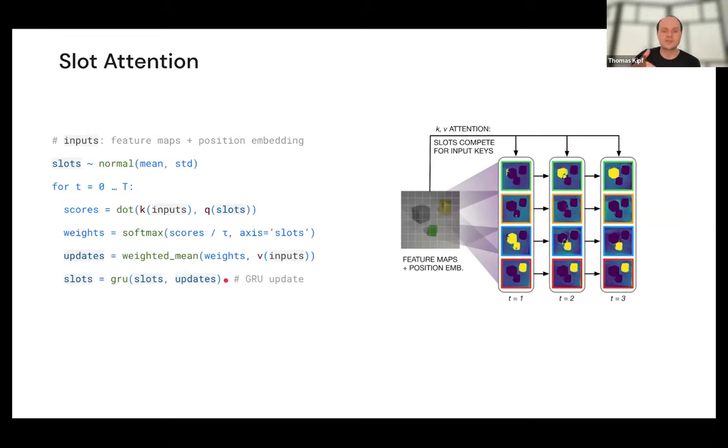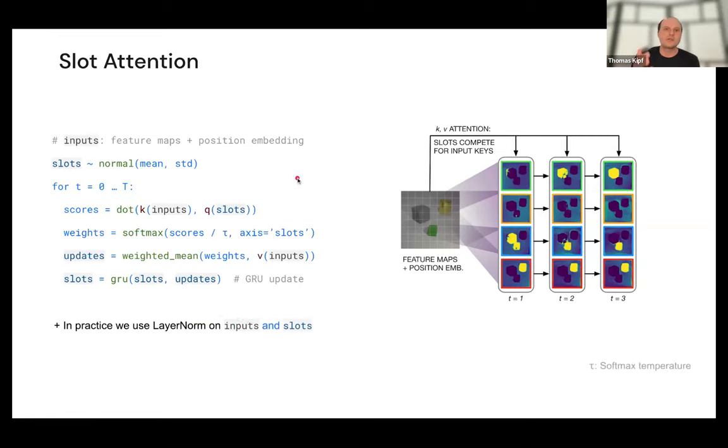But a gated recurrent unit is nice and stable because we actually share parameters over these iterations. Again, this is a choice. It's not absolutely necessary, but this is something we found nice as an iterative optimization procedure. In practice, when you implement this model, it's also recommended to use layer norm on the inputs and the slots, but those are just small details.